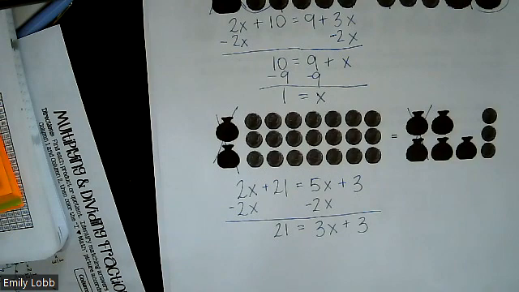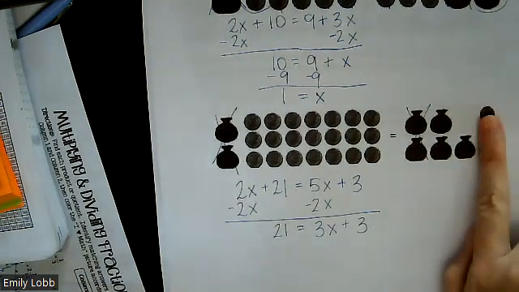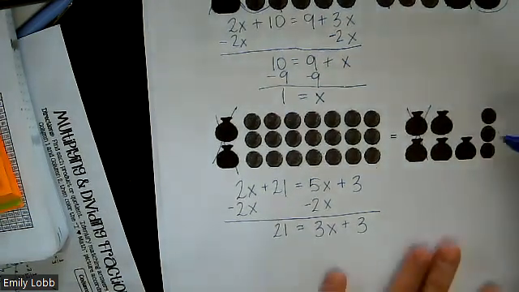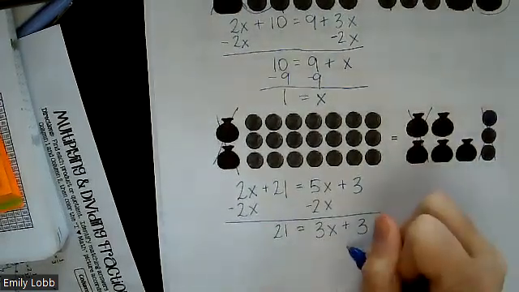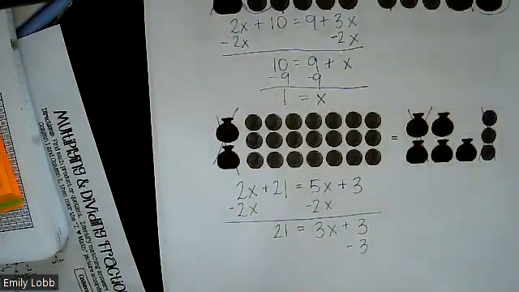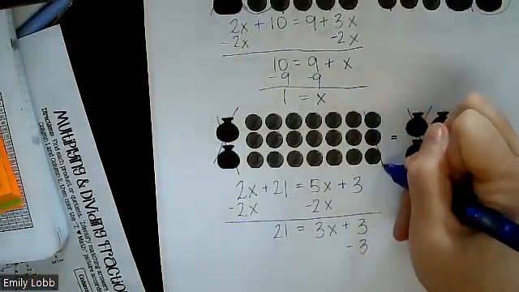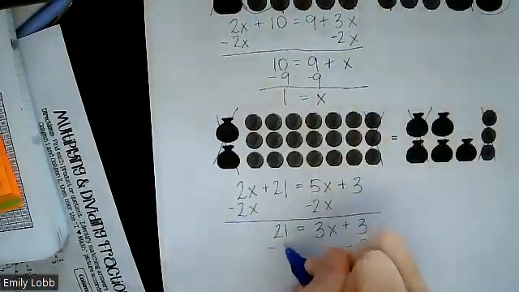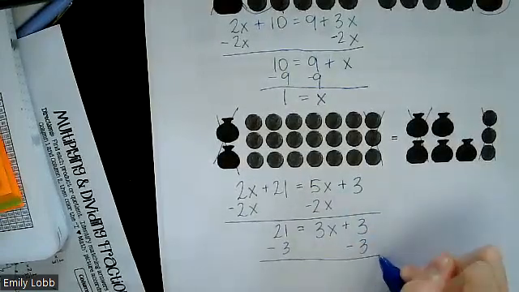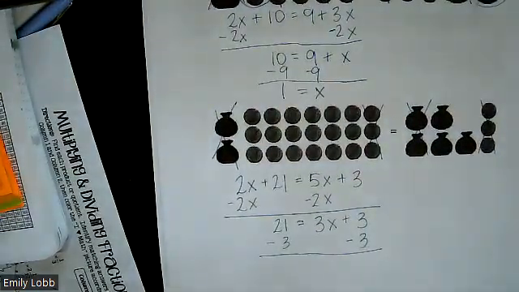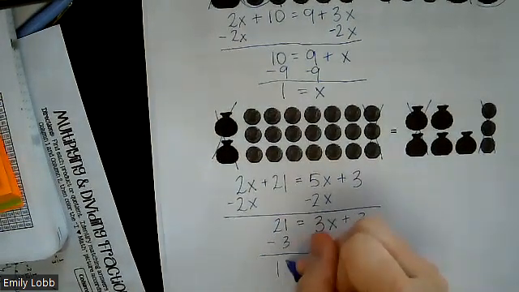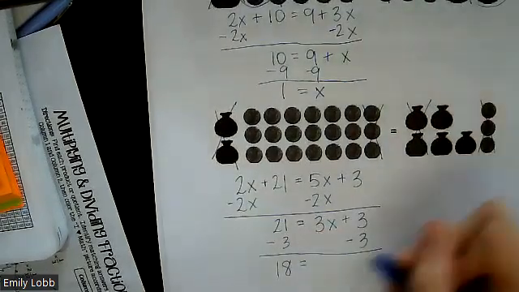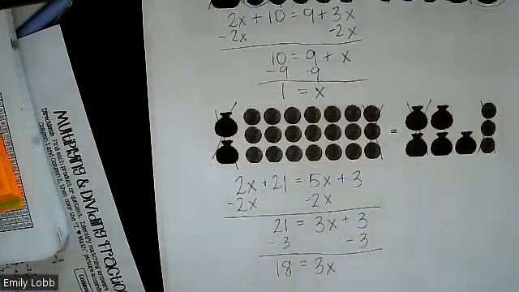So now what do I want to get rid of? What did you do, Kaden? So we want to get rid of these 3 coins from the right, correct? So if we get rid of these 3 coins from the right, we're subtracting 3. That means we also have to get rid of 3 coins from the left, so we're subtracting 3 on the left. So now we have 18 coins on the left, and we have 3 pouches on the right.